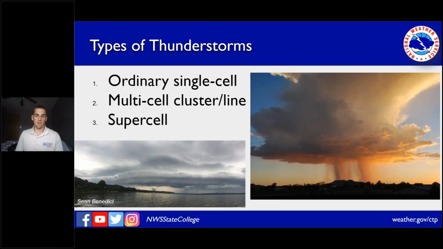And then the multi-cell type clusters. Those are going to live on a little longer. It could be several of the pulse type storms right against each other. Could be a squall line of thunderstorms, say along a cold front moving through, or again, several storms lined up right against each other, maybe a larger complex of storms that lives over several hundred miles and propagates westward across Pennsylvania.